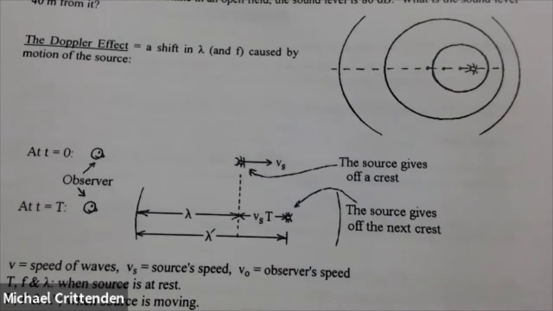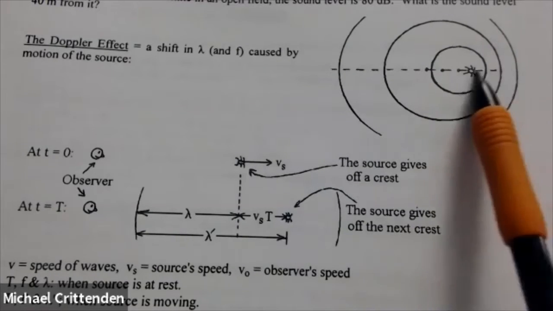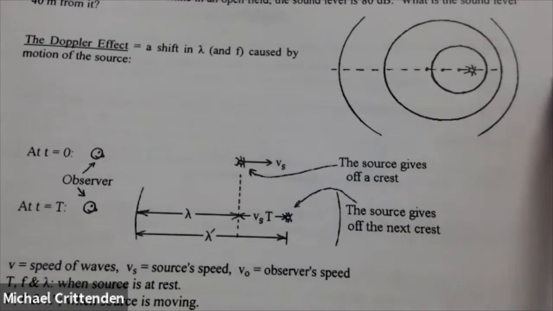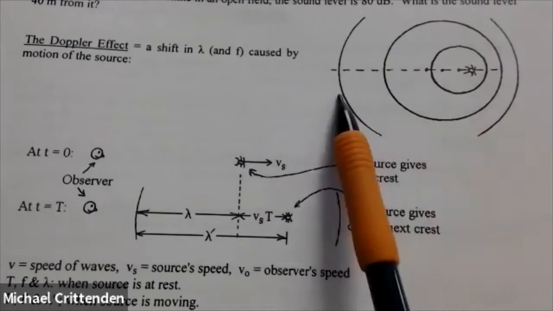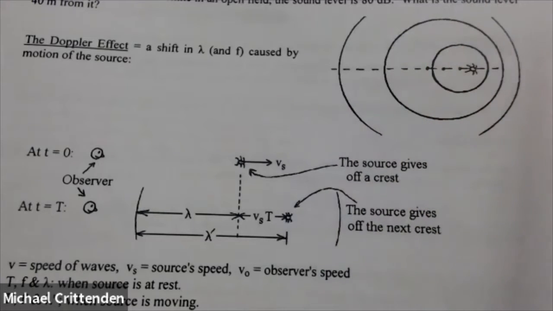So the thing to notice is that instead of having concentric circles, the waves are bunched up closer together in front of the bug and stretched out farther apart behind it, and this change in the wavelength that you get when the source is in motion is the Doppler effect. Maybe most familiar in the case of sound.